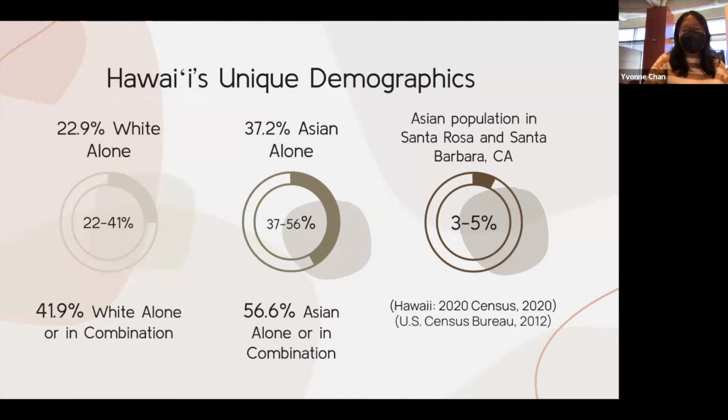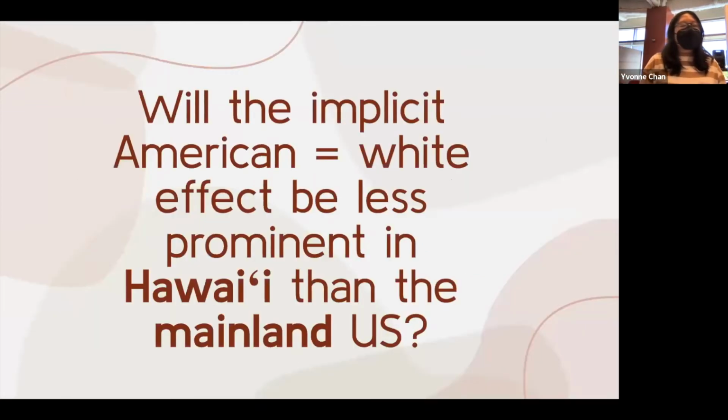So that leads to my research question. Will the implicit American equals white effect be less prominent in Hawaii, where Asian Americans are the majority? Will they in fact have the opposite bias, associating Asian Americans with American and Euro-Americans with foreign?